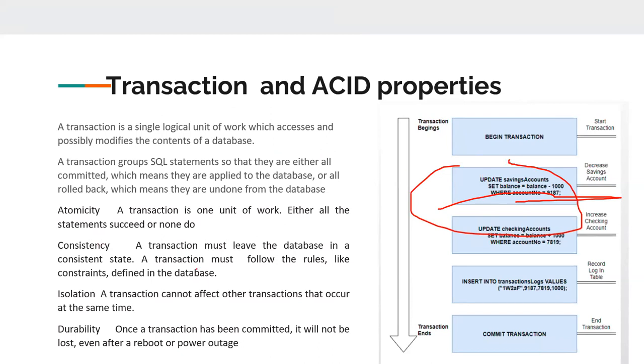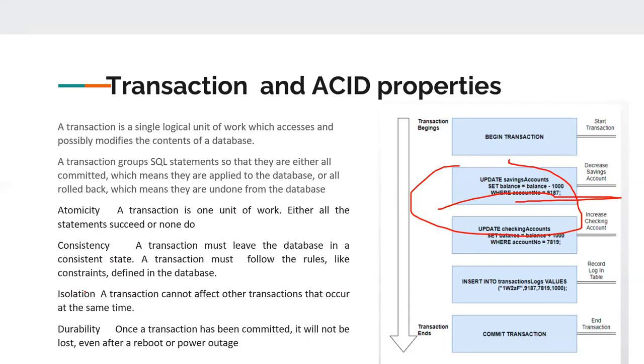Consistency. A transaction must leave the database in a consistent state. So there are certain rules, there are certain constraints. For example, maybe you have a savings account and you want to transfer above your limit. You just get a response that insufficient balance, because a constraint has been placed on that column that it cannot be negative. So these are some of the properties of a relational database.